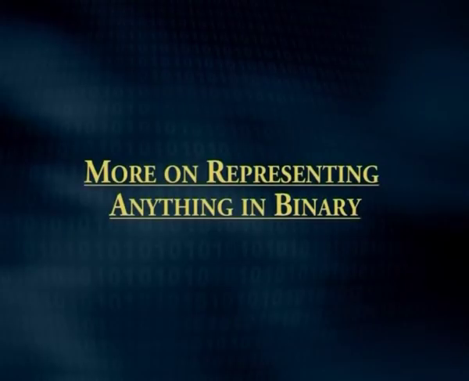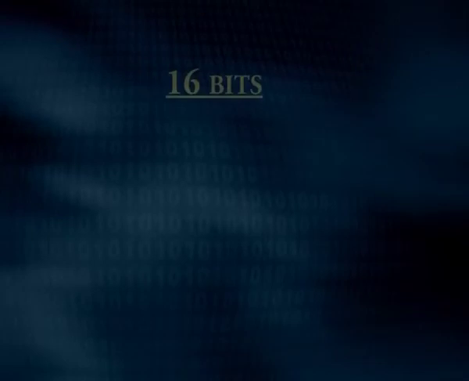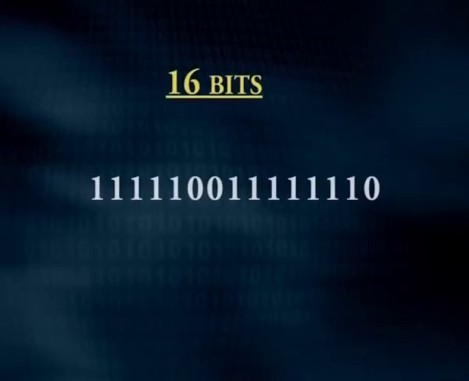More on representing anything in binary. Indian language characters also have been translated into bit patterns, and computers can manipulate those symbols just as easily as ASCII. Unicode is an agreement created by an international committee on how to represent characters using 16 bits. Here are 16 bits: 111100, 11111110, and here is the character it represents in Unicode.